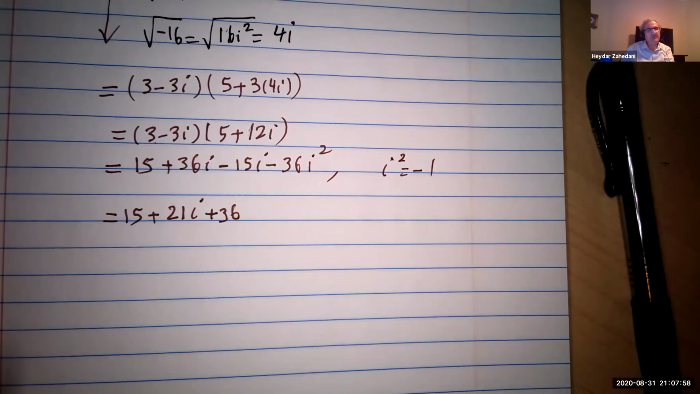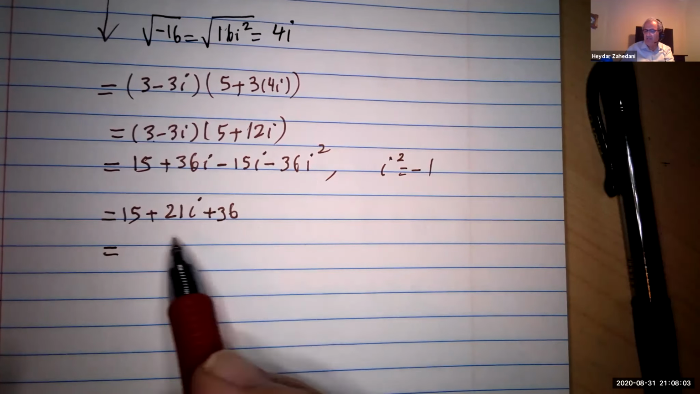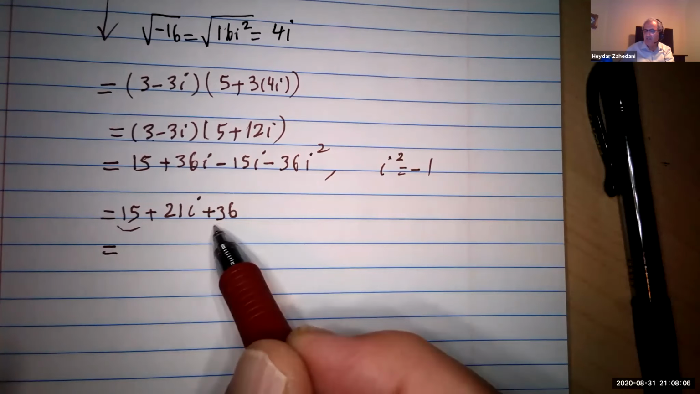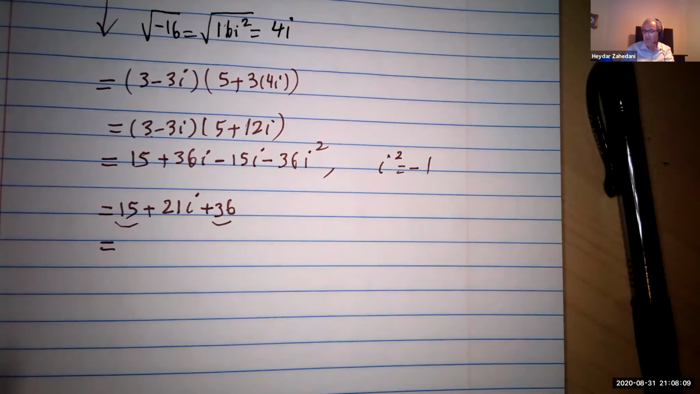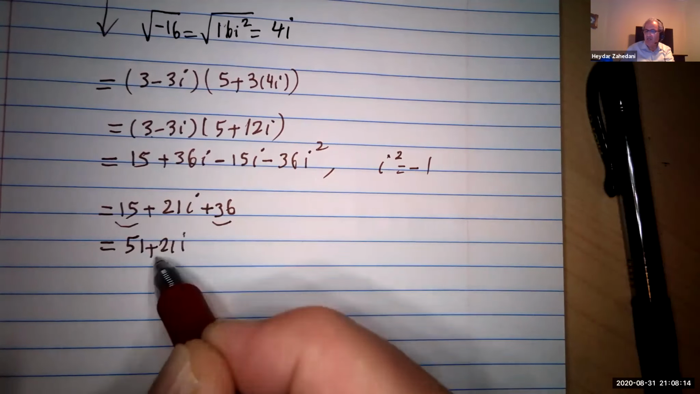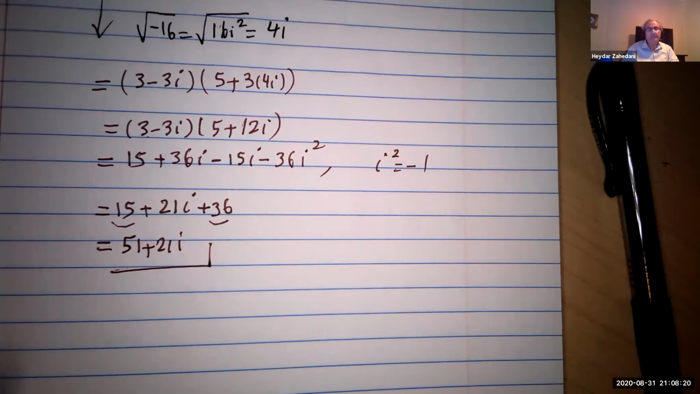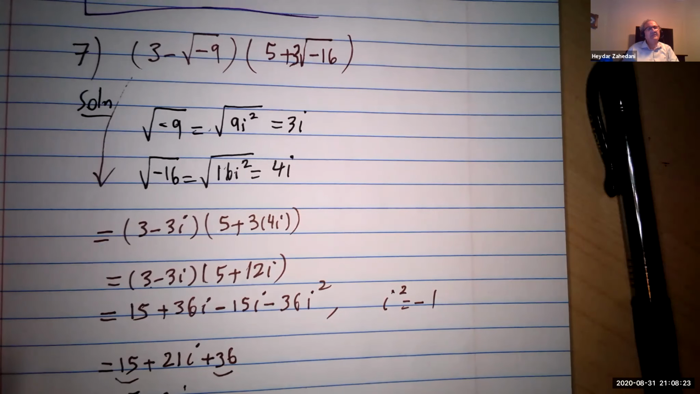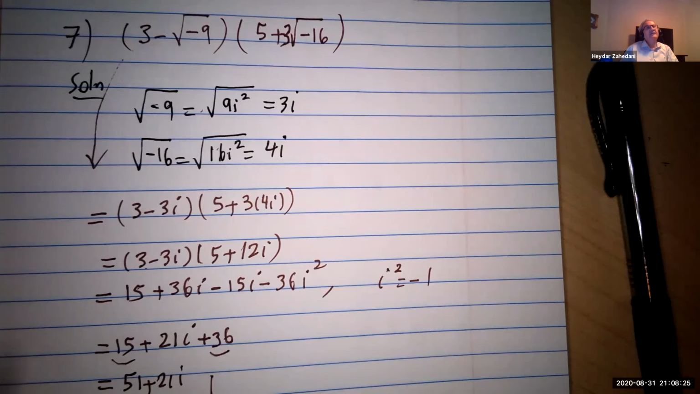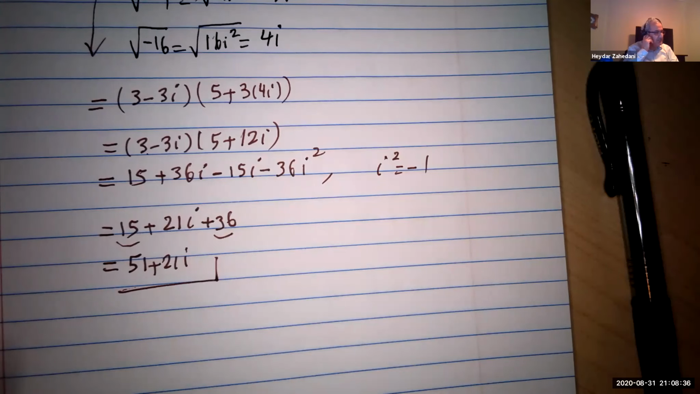So we do the FOIL method and multiply together. And finally, it's equal to, combine the like terms, 15 and 36. Okay, so that gives you 51. So it's going to be 51 plus 21i, the final answer. Okay, so it was something impossible in the past. Doesn't make sense, doesn't mean anything. But with the change to complex numbers, we were able to take care of it and get a number for it. Okay, any question?